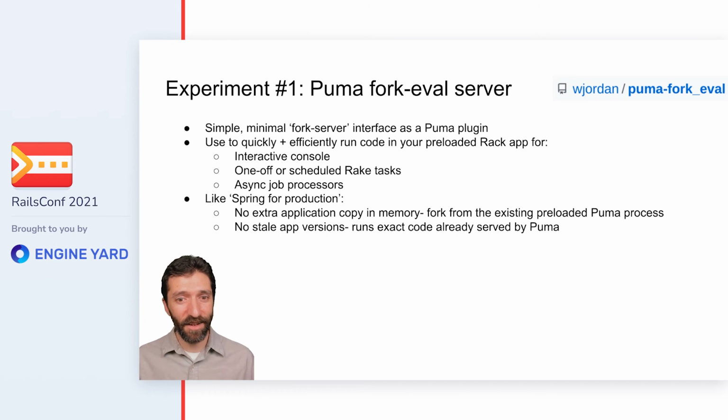It doesn't create any extra application copy in memory like a separate Spring server does. Instead, it forks to run commands from the existing preloaded Puma process. There's also no risk of extra stale app versions or having to keep the Spring process in sync with Puma. Instead, it just runs the exact code already being served to your users by Puma. And so you can manage updates the same way you manage your production deployment lifecycle.